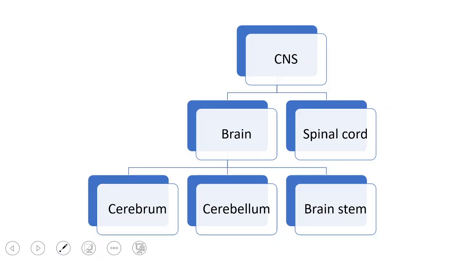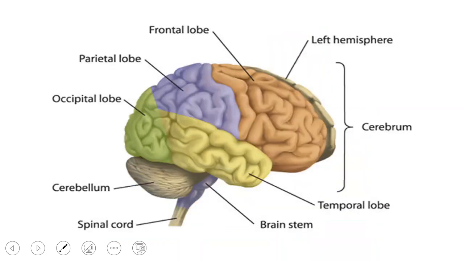The central nervous system is divided into two main parts, the brain and the spinal cord. The brain has three major parts: the cerebrum, the cerebellum, and the brain stem. The cerebrum is made up of two hemispheres. The main parts of the cerebrum are the frontal lobe, parietal lobe, occipital lobe, and temporal lobe. Just underneath the cerebrum, in addition to the brainstem here, is the cerebellum. So these are the three major parts: cerebrum, brainstem, and cerebellum.